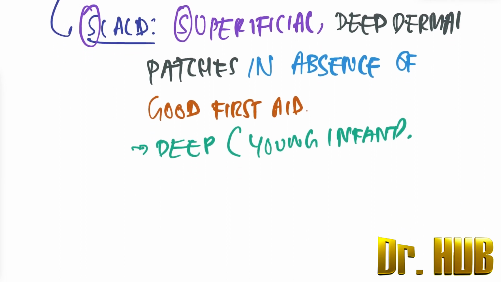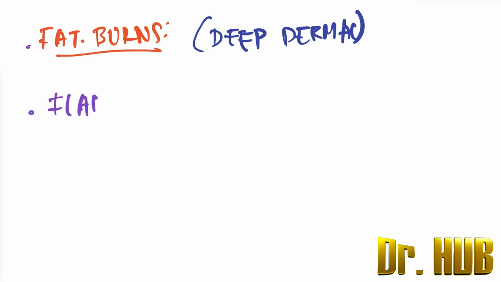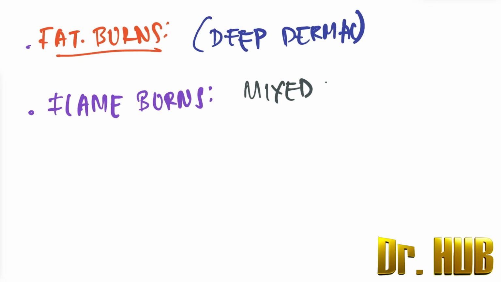Now let's move on to the other varieties. That is the fat burns. In terms of fat burns, it involves a deep dermal. And next is the flame burns. In terms of flame burns, it is a mixed deep dermal and full thickness.